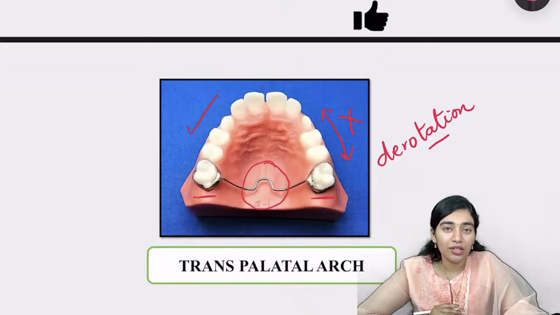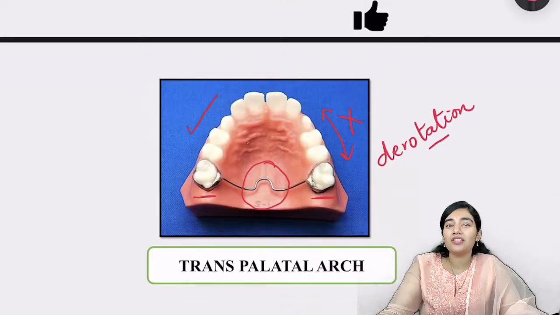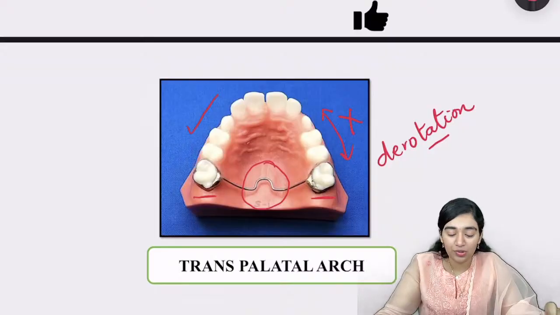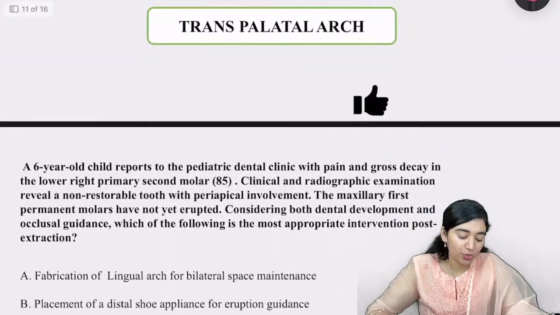So we are done with band and loop, lingual arch, Nance palatal arch and transpalatal arch. So four appliances, any case, I hope you will crack it. Okay, let's get into the next one. It's an interesting one though.